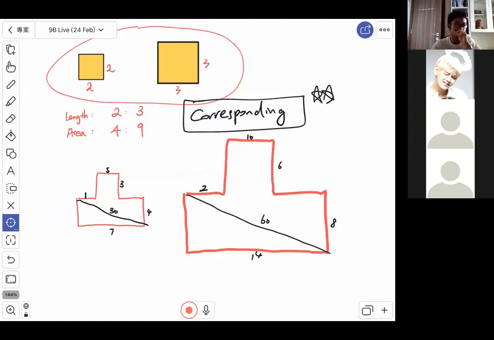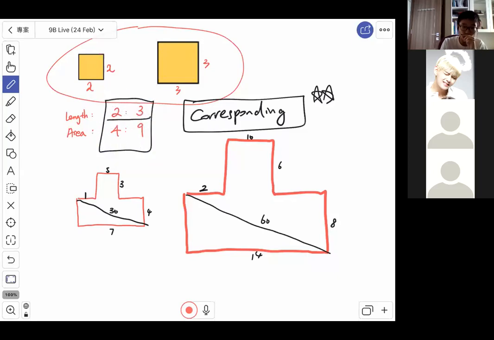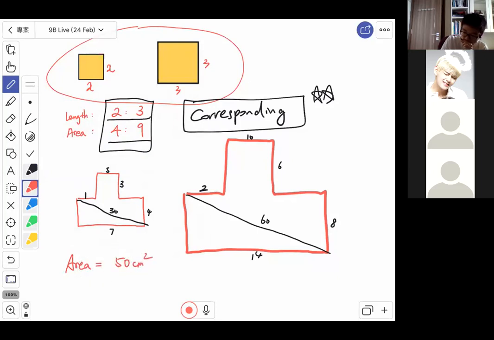Is the ratio the same as the length ratio? No. Oh, okay, thanks, Jamie Yong. I think my calculation is wrong, but anyway, I just picked some random numbers. I know some of you are already quite lost now, but I hope you know that if the length ratio is 2 to 3, the area ratio will be 4 to 9. If the length ratio is 1 to 2 and the area of this thing is 50 cm square, then the area of this thing is 200 cm square.